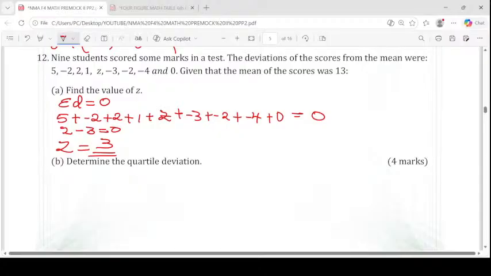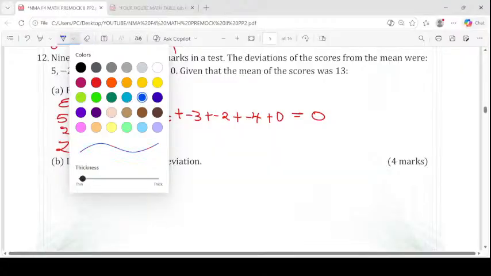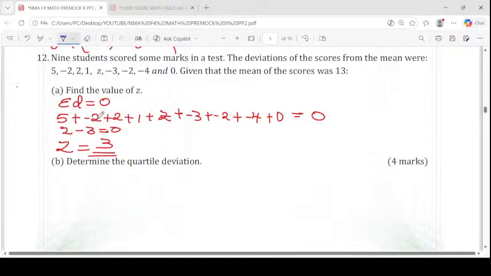Let me see. 5 plus negative 2 is 3. 3 plus 2 is 5. 5 plus 1 becomes 6. 6 plus negative 3 is positive 3. Positive 3 plus negative 2 is 1. 1 plus negative 4 is negative 3. Yes, z minus 3 is equal to 0. So the value of z is 3.